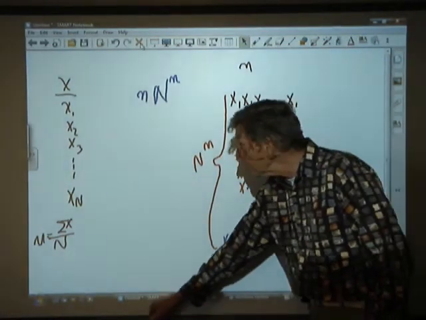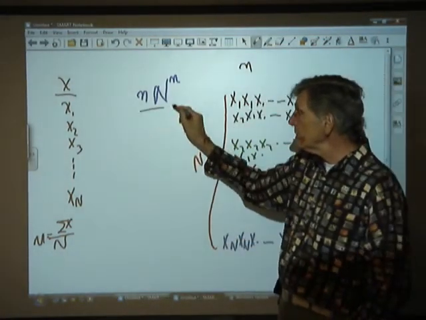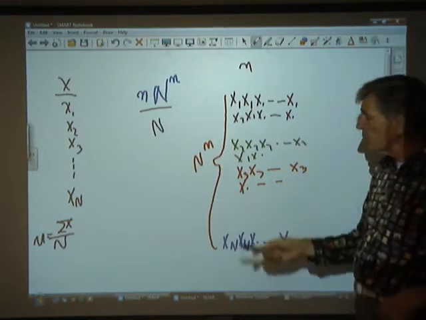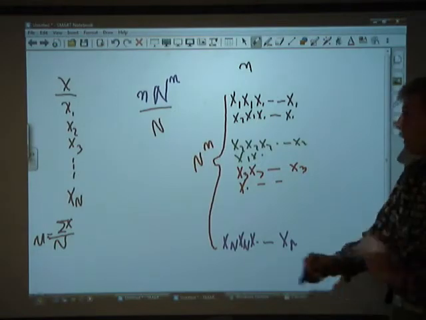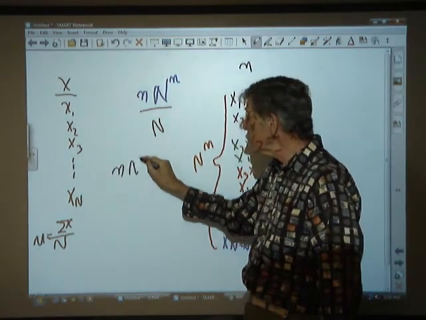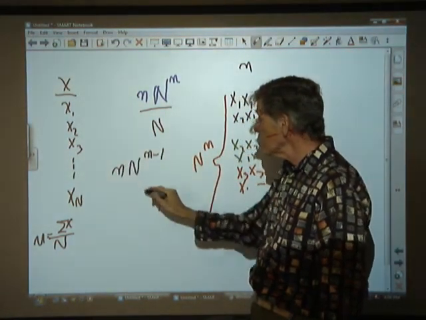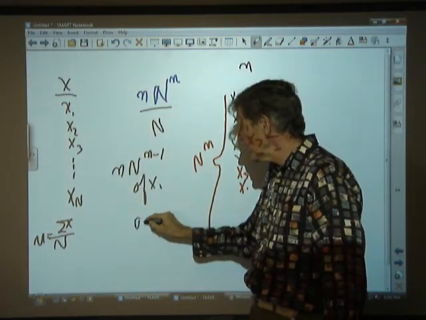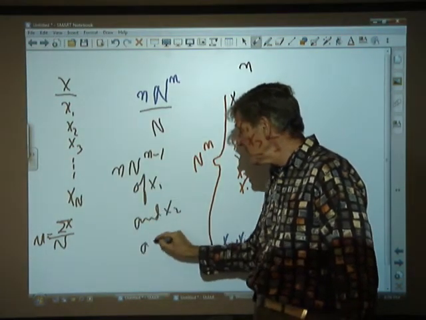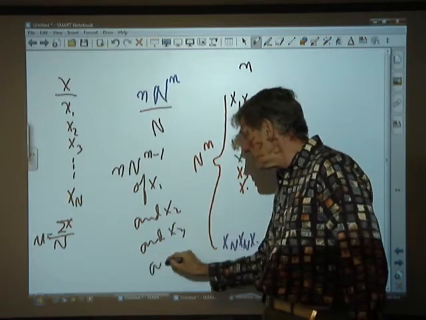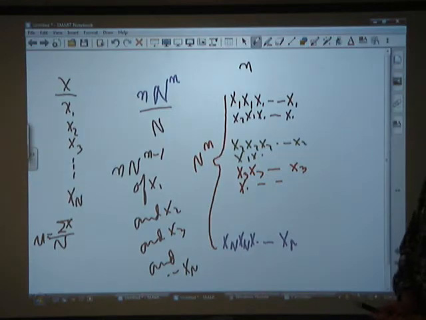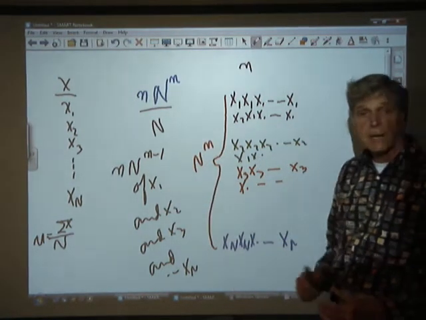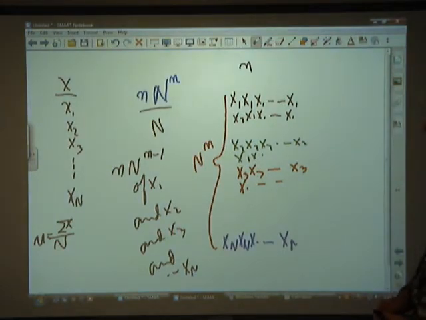Therefore, the total number of entries in the table is divided by the number of different x's that you can have. And this is the number of each x that is in the table. So the capital N's divide out, and there are n times capital N to the n minus 1 of x1 and x2 and x3 and all the way up to x capital N. There are an equal number of each of the x's in the table, and that equal number is small n, capital N to the n minus 1 power.